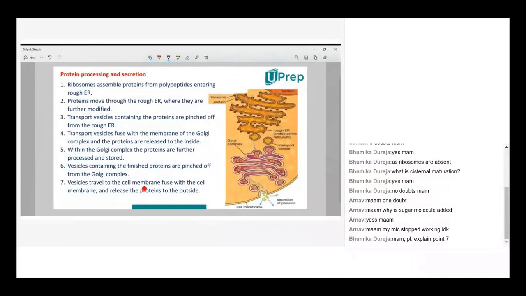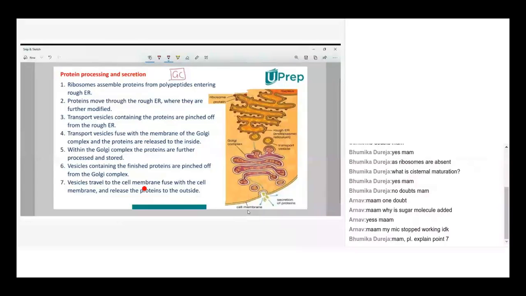It's okay. Anyway, so here when you take the Golgi complex, it is in continuation with endoplasmic reticulum. First point.